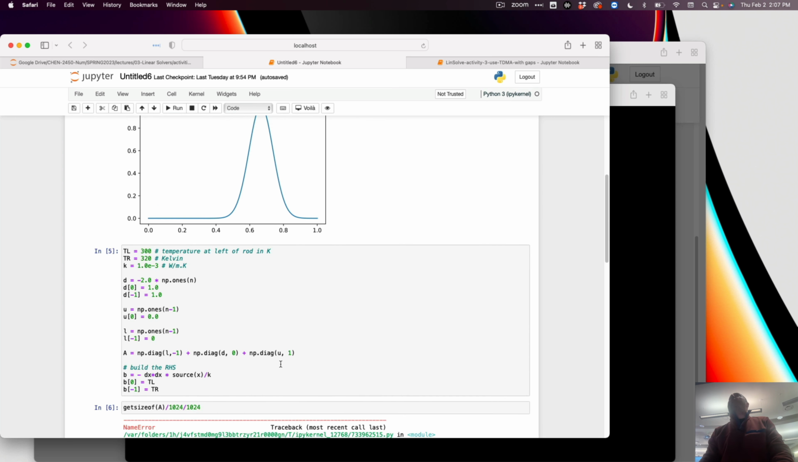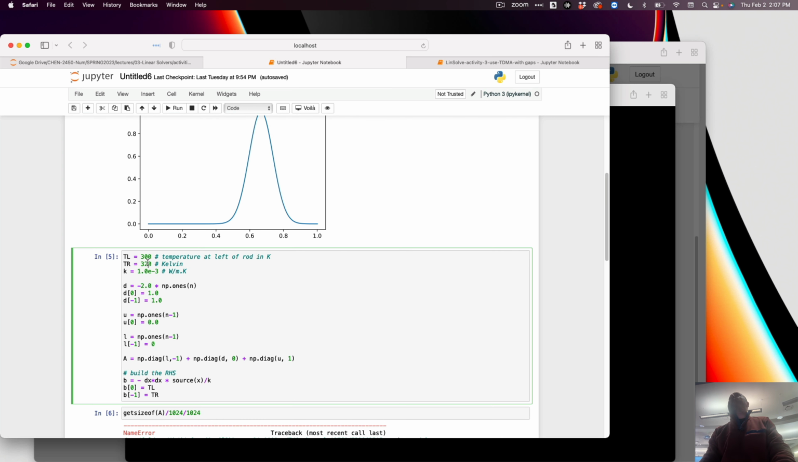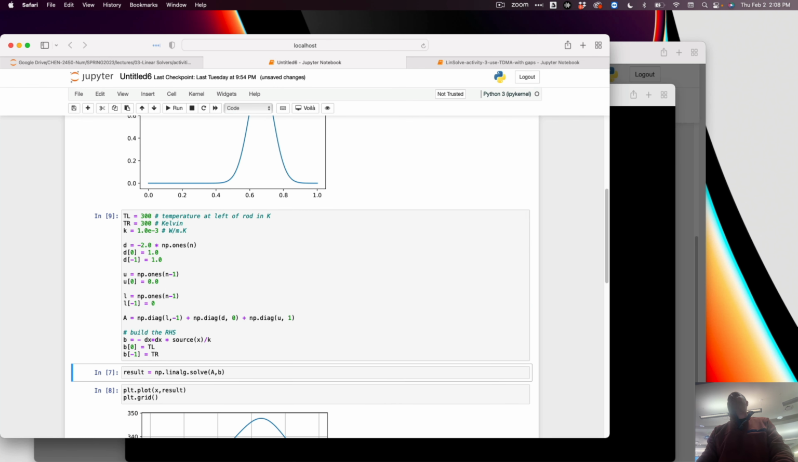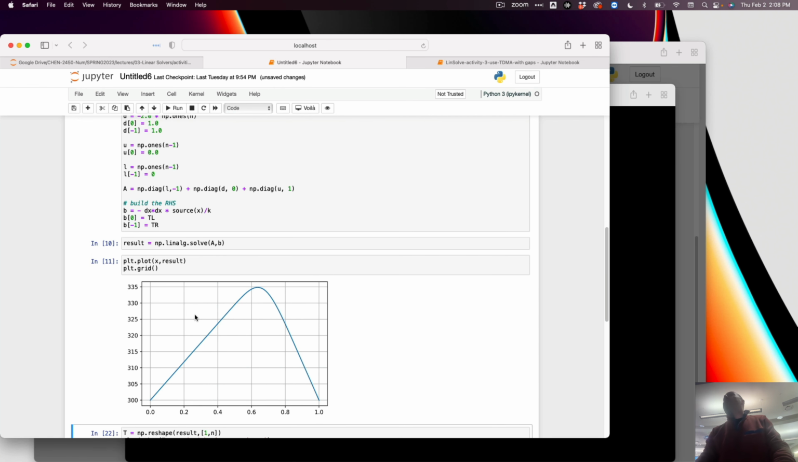So let's go ahead and play with that a little bit. So I'm going to make the temperatures now, both of them 300. Okay, we're going to keep K at 10 to the minus 3 just to see what the answer looks like. Solve it again, and indeed, you see, it starts at 300 on the left, goes up to where the heating source is, to 335, and then goes down.